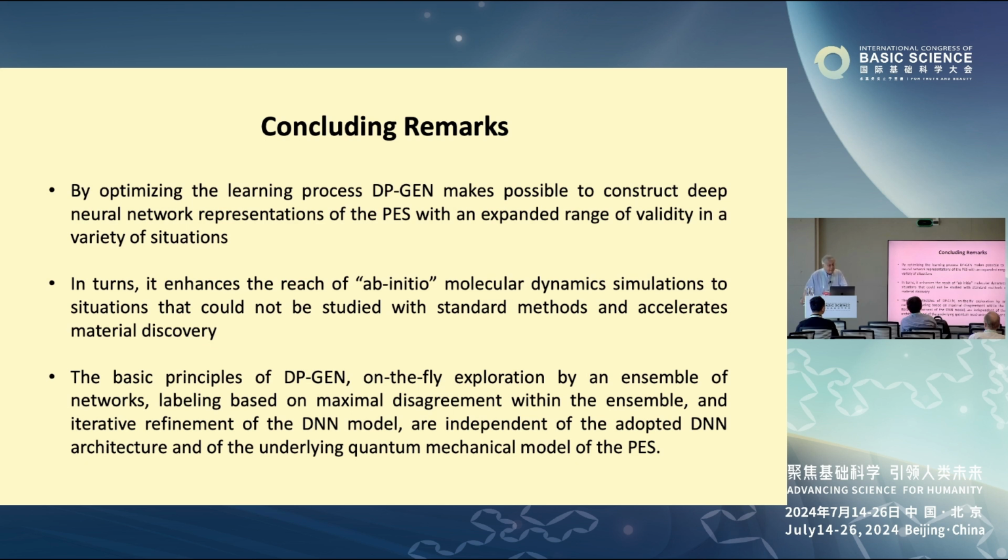Now, the basic principle of DPGen, on-the-fly exploration by an ensemble of networks, labeling based on maximal disagreement within the ensemble, and iterative refinement of the deep neural network model, is independent of the adopted architecture for the DNN, so it can be used with other deep neural network models, and is also independent of the underlying quantum mechanical model of the potential energy surface.